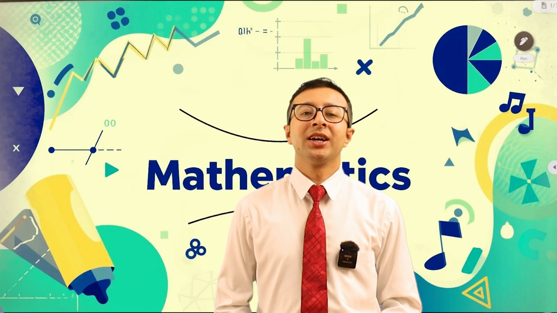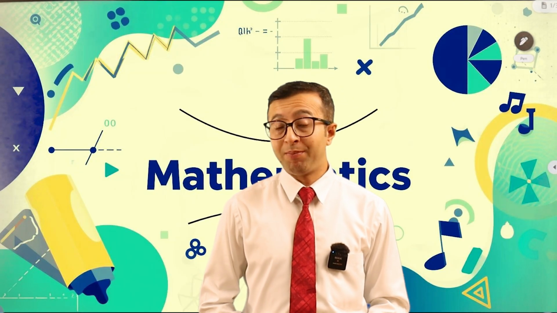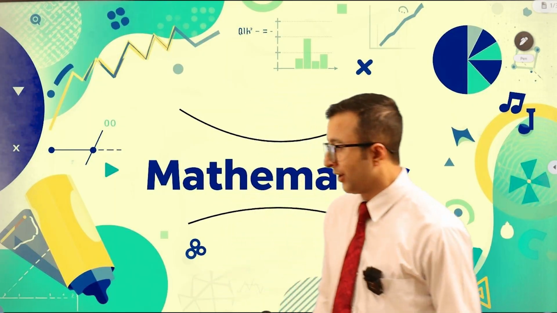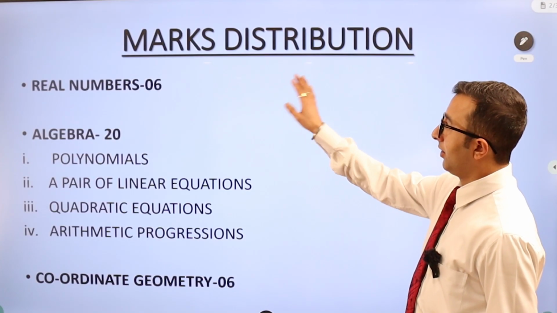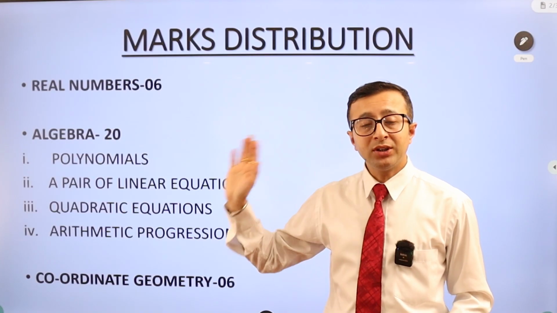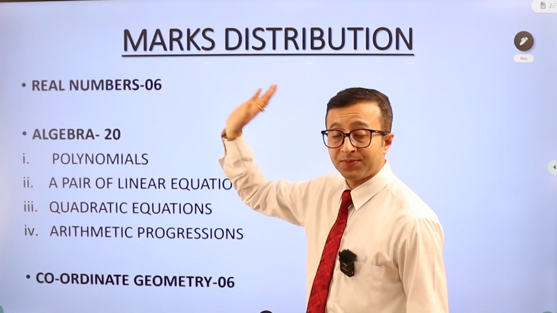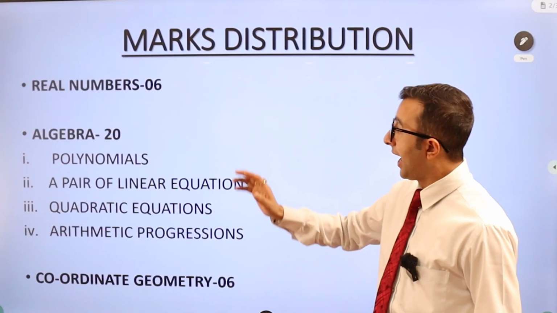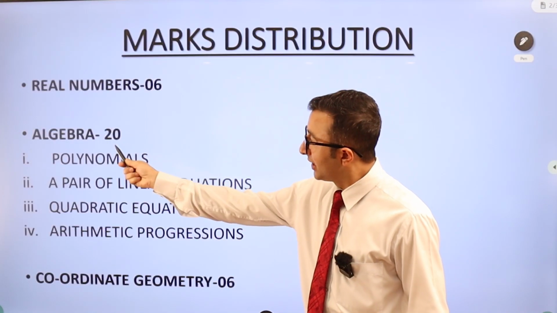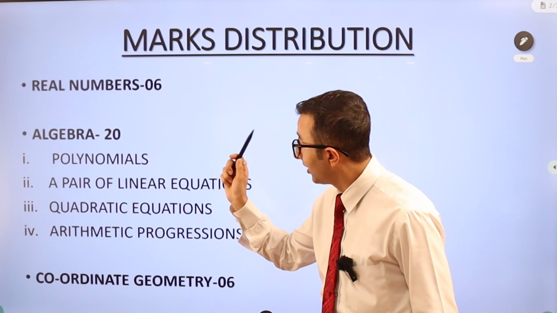But today we are going to learn about the patterns of question marks distribution from different units in mathematics. Let's start. You just see here marks distribution. Total marks will be 80 marks, from which you will be getting 6 marks from real numbers. And you will be getting 20 marks questions from the section algebra.